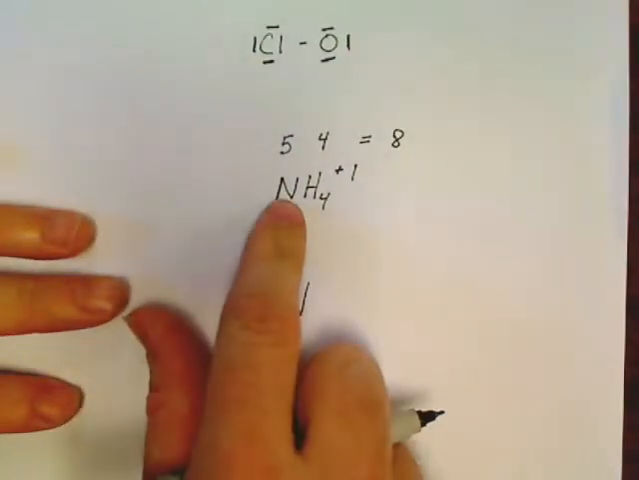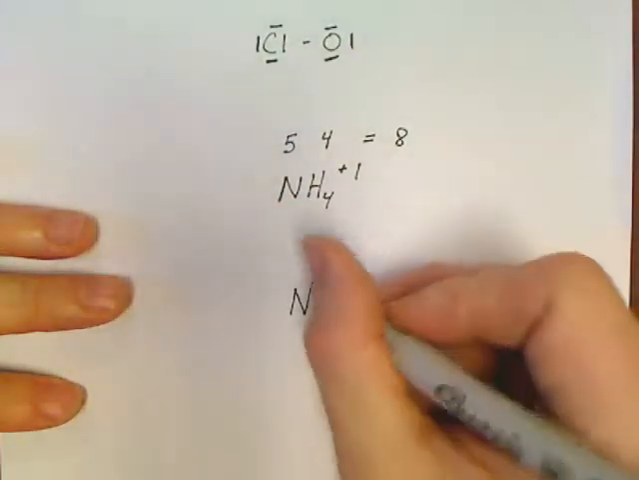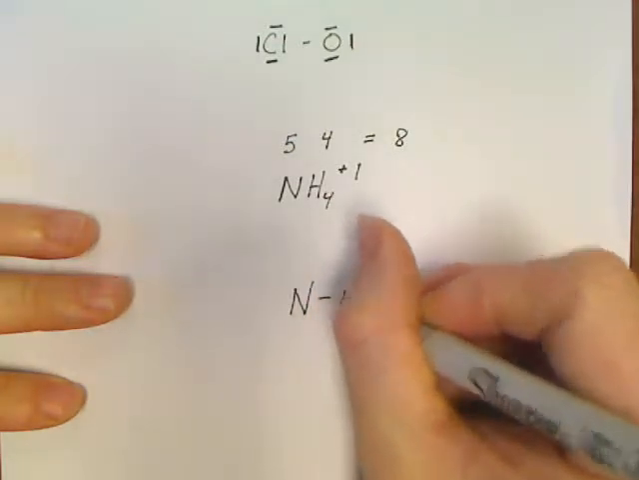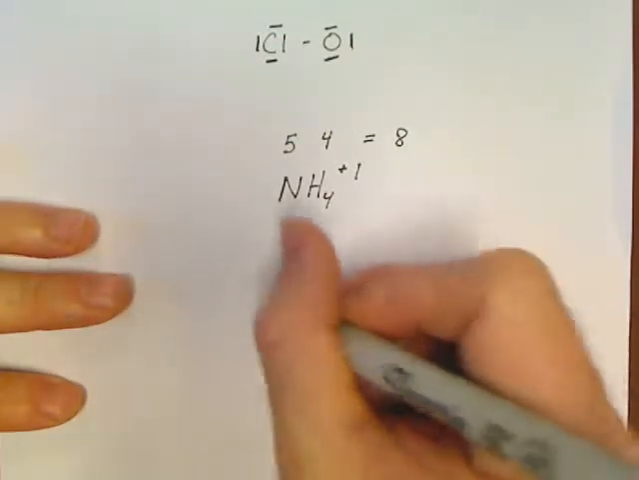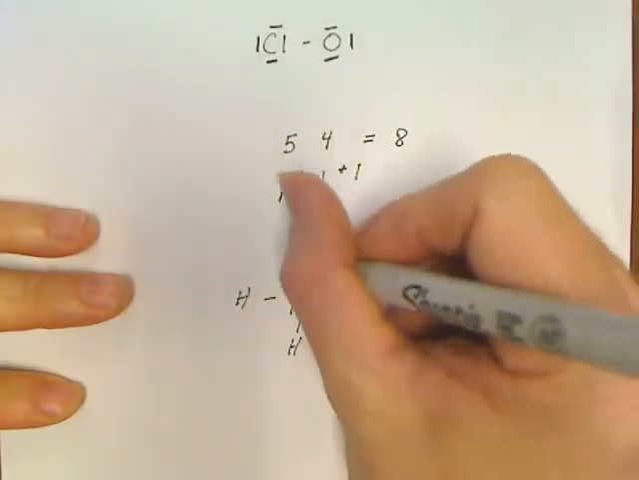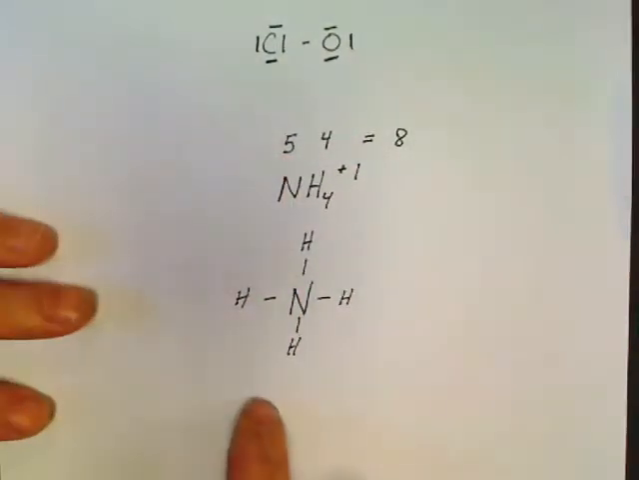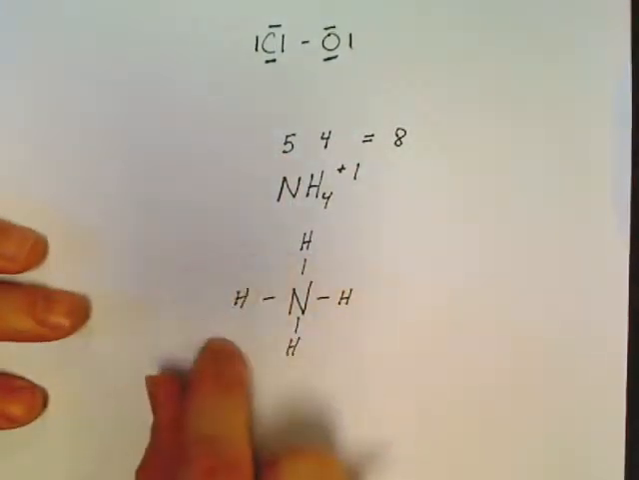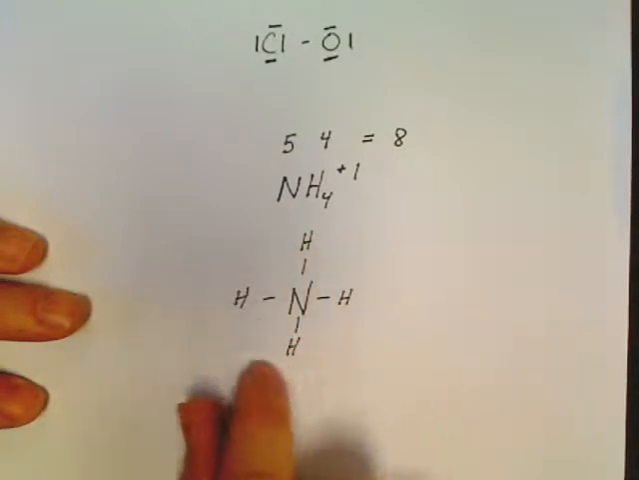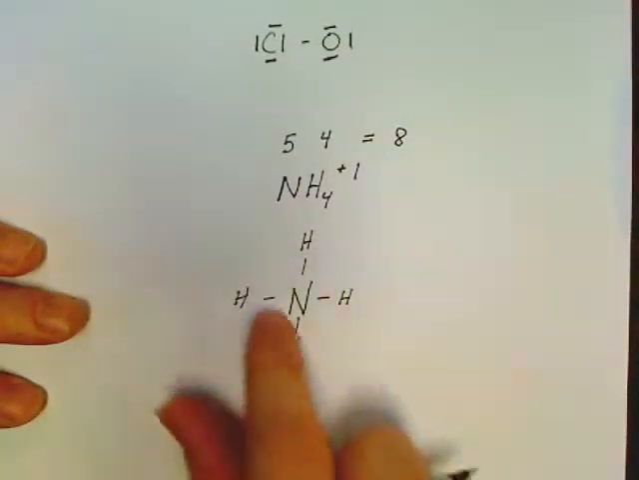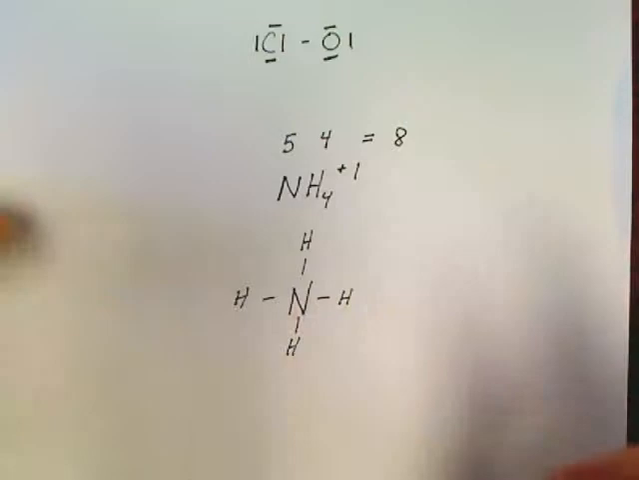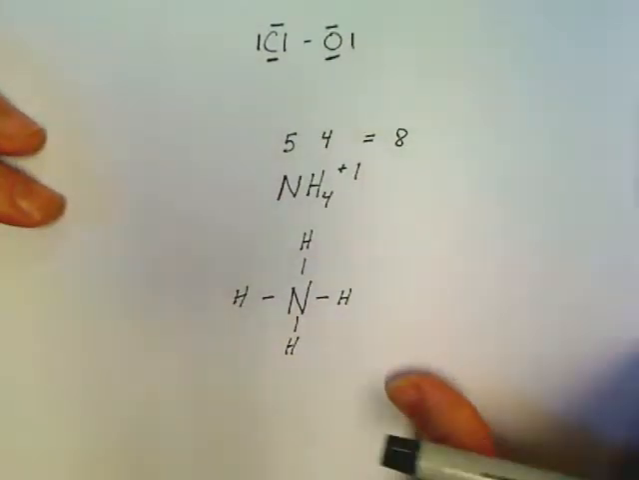Pick your center. I'm going to pick nitrogen. And now I'm going to connect everything with single bonds. 1, 2, 3, and 4. And make sure everything's got its 8. This has got 8 and the hydrogens are good. I've got 8. The answer's supposed to have 8. I've done this problem right, and that's the end of it.